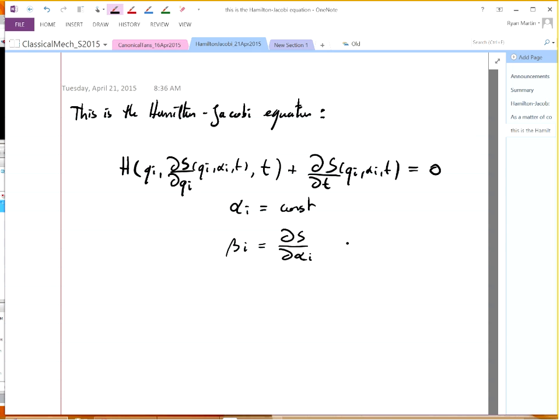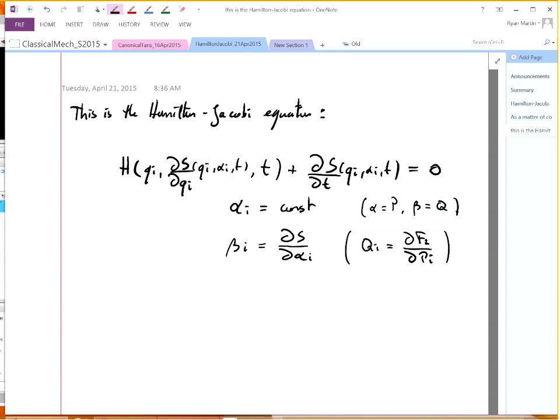So that second equation there, beta i is equal to ∂S/∂alpha i, that's just saying that capital Qi was equal to ∂F2/∂Pi. Right, so the alpha was like the P, and the beta is like the Q. But we don't really need them anymore because they're constants.